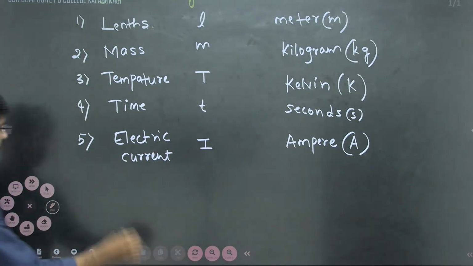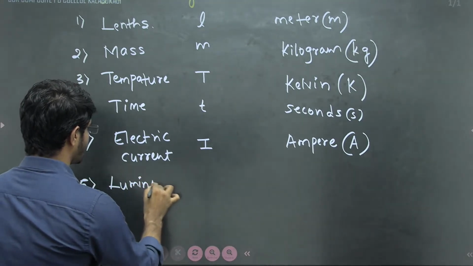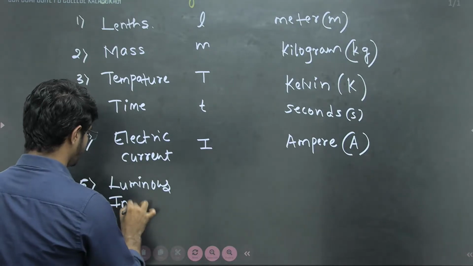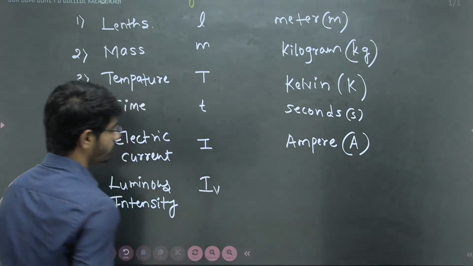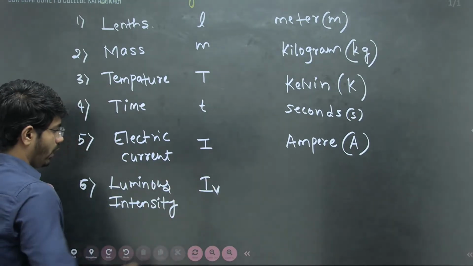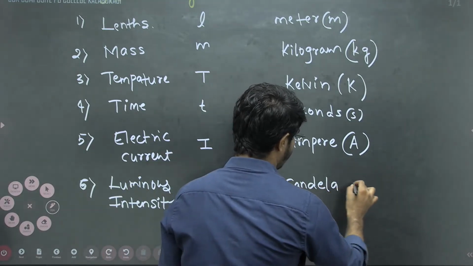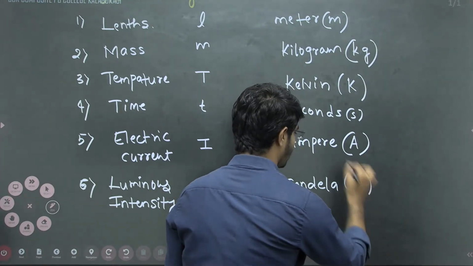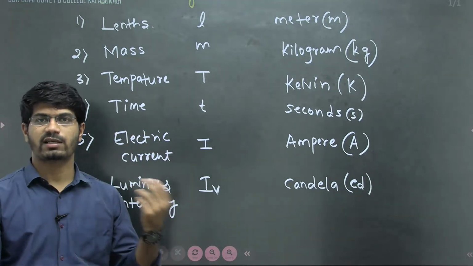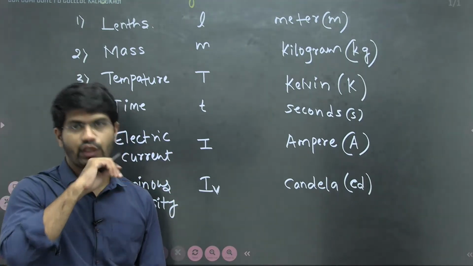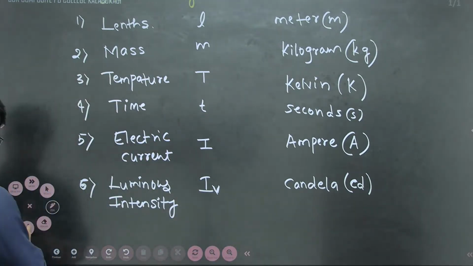Next is luminous intensity, the sixth one. It is also abbreviated as I v, and the SI unit is candela, which is written as cd. It is the SI unit of luminous intensity. Many times these SI units will be asked for 1 mark in our theory as well as in MCQs. What is the SI unit of electric current? Getting?